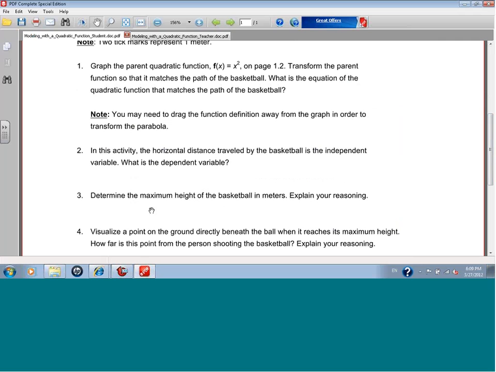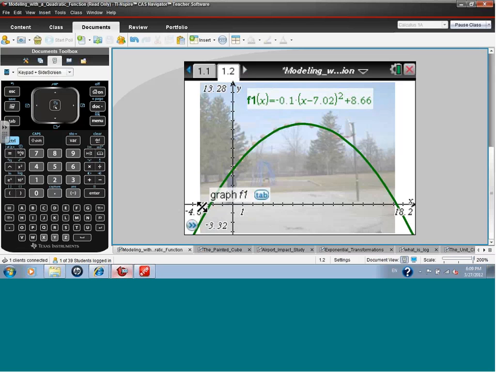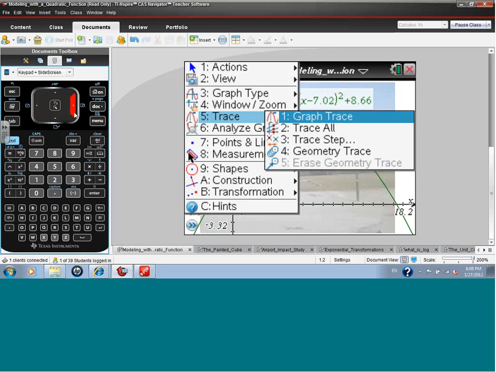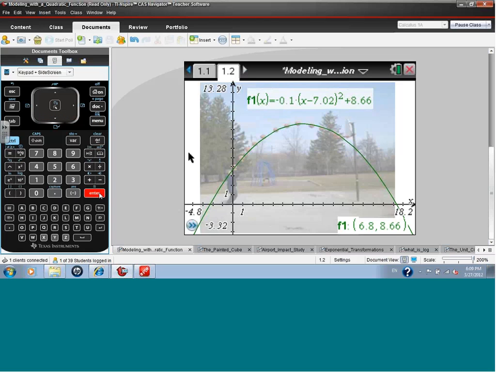For example, determine the maximum height of the basketball here, question number 3. And there are a couple of ways that a student could do this. One might be to actually trace on the curve until we reach the maximum point. So that's what I'm going to do. So I'll press the menu key and then select option number 5, trace. And then I'll do graph trace. And now we get a cursor that appears on my curve, and I can move the cursor around using the arrows on the touchpad.